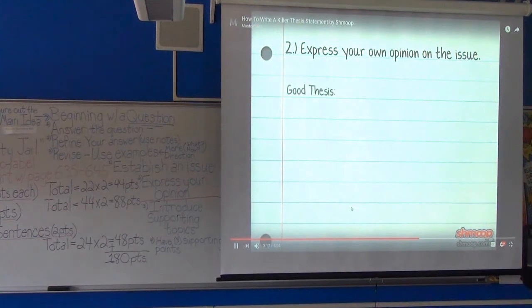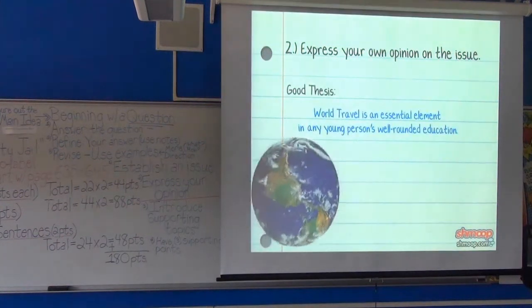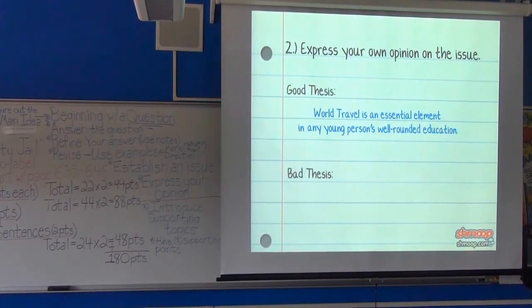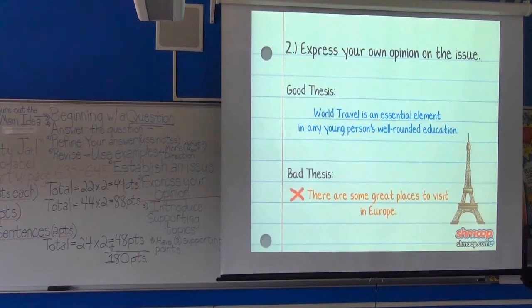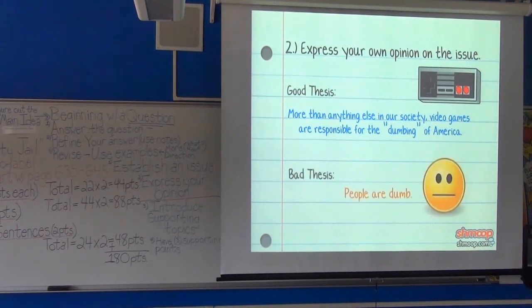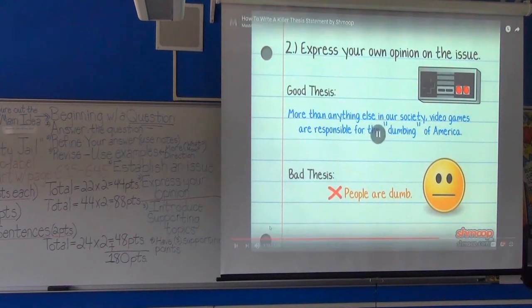Okay, here we go. Good thesis: World travel is an essential element in any young person's well-rounded education. Bad thesis: There are some great places to visit in Europe, dude. Good thesis: More than anything else in our society, video games are responsible for the dumbing of America. Bad thesis: People are dumb. That's not accurate at all.